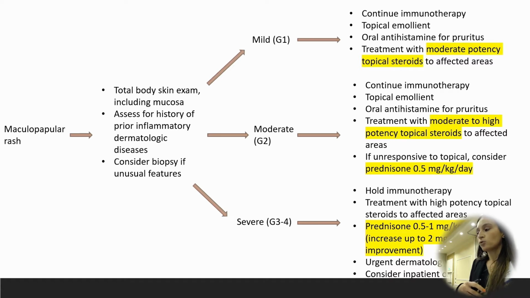For grade 2, we're going to do the same, but moderate to high, and we're going to consider some low-dose steroids, or high, if you want to call it, prednisone. And then for severe, we're going to increase the dose of prednisone further. But as you can see, we're only holding the immunotherapy in this case. We don't have to discontinue unless it gets bad, but not really. It's not like a hard stop that you cannot give it anymore. Hopefully, you'll get to manage the symptoms of the patient.